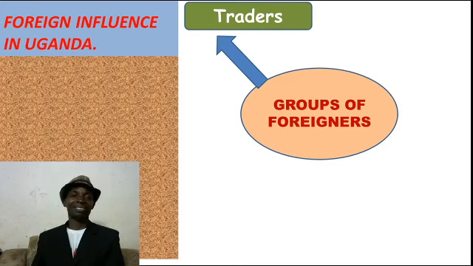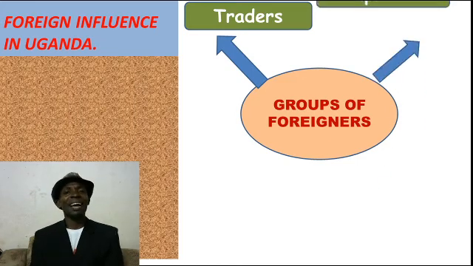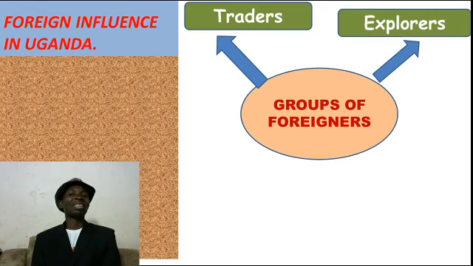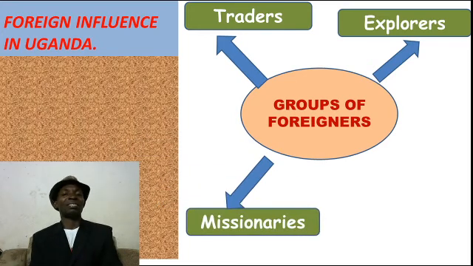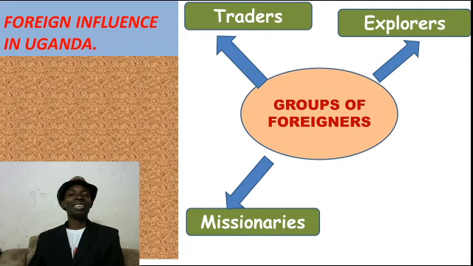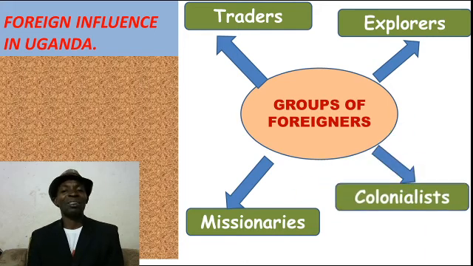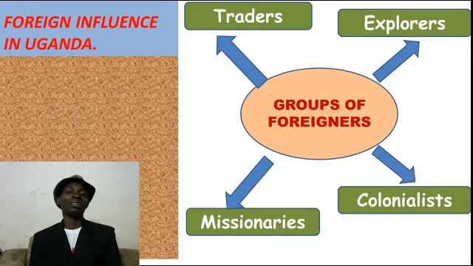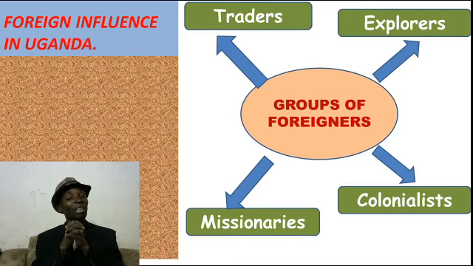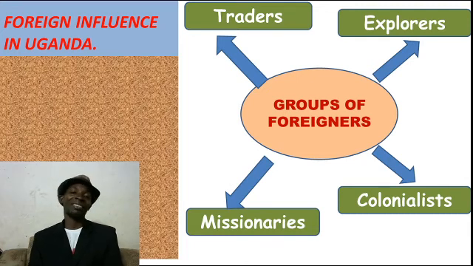Number one, traders. Number two, we had the explorers. Traders were followed by the explorers. We had another group of foreigners called the missionaries. Then the missionaries were also followed by the colonialists. We can also call them administrators. Those are the four groups of foreigners that came to Uganda. We shall study about them. The first group, the traders. The second group were the explorers. The third group were the missionaries. The fourth and last group were the colonialists.